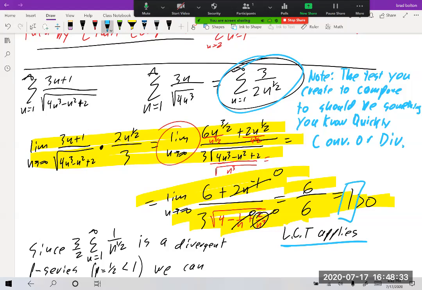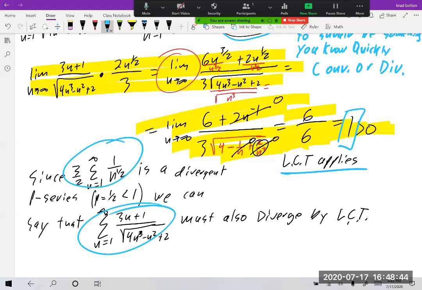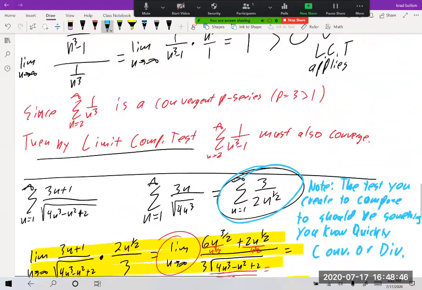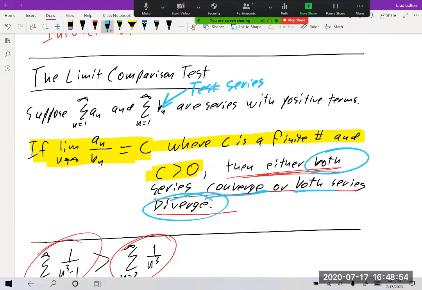And then I was hoping that when I got the limit, I'd get a number greater than 0, so then I could say that the limit comparison test applies. Because it applies, I can say that because this series is divergent, then this series must be divergent. That's what it means right here when it says in the limit comparison test, either both series converge or both series diverge. So if you figure out one of them's divergent, then the other one's divergent. If you figure out one of them's convergent, then the other one's convergent. That's what the limit comparison test does for us.